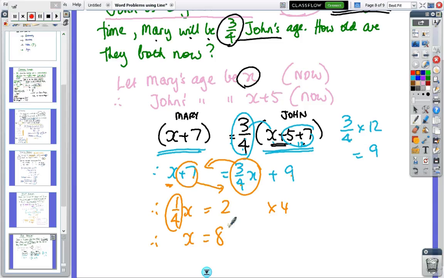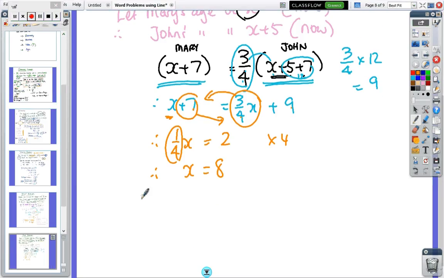And have I answered the question? No, because it says, how old are they both now? So therefore, Mary is 8 years old. John is 5 years older, so he's 13 years old.